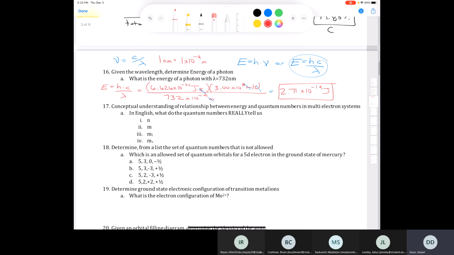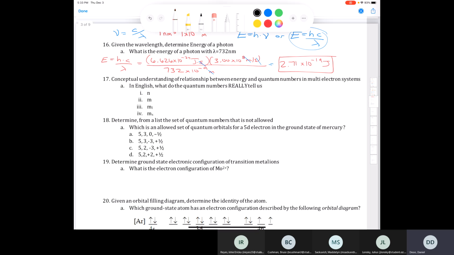Anyhow, next one's got a typo in it. I noticed earlier today. So this should be nL, mL, and mS. It says conceptual understanding of the relationship between energy and quantum numbers in multi-electron systems. In English, what do quantum numbers really tell us?